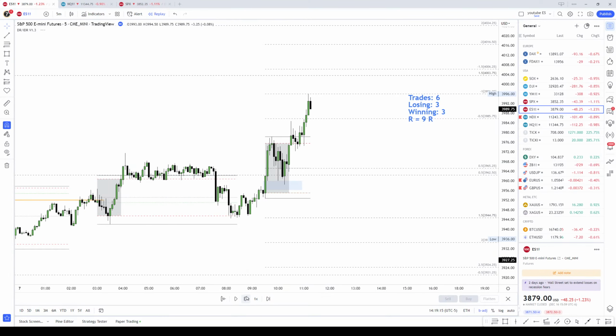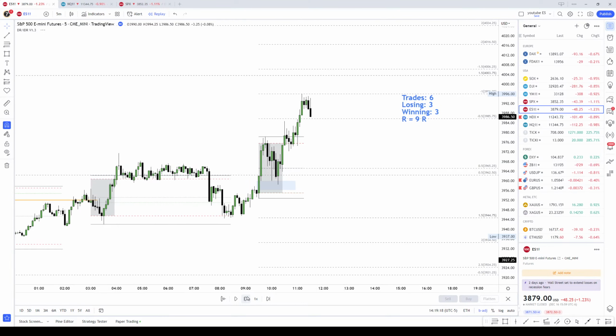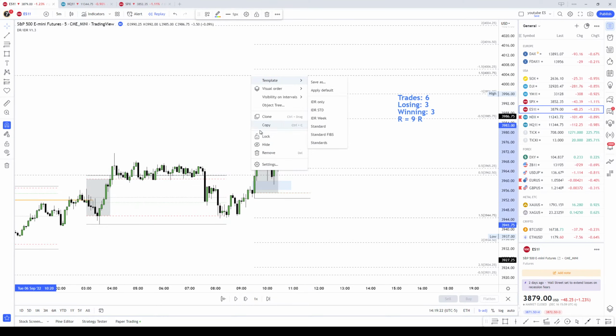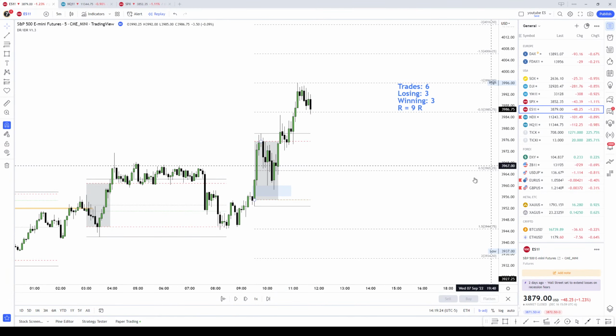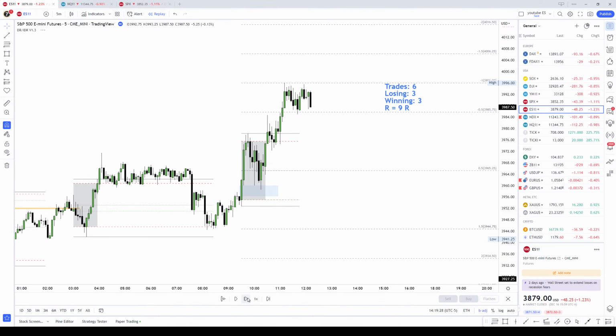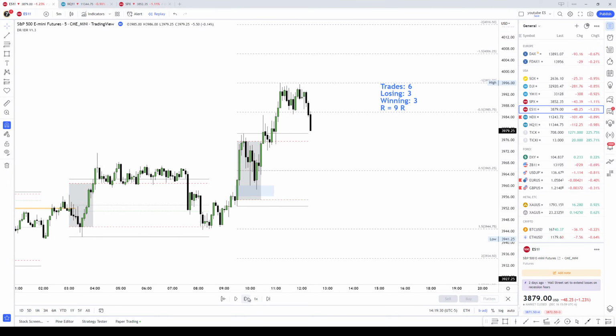Okay, let's watch price action. Can remove this, by the way. So range expansion model, normally we don't.